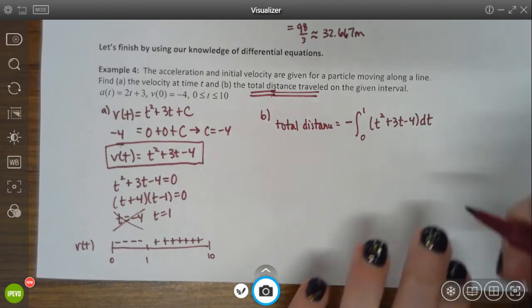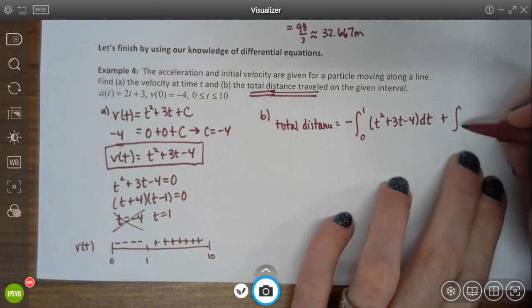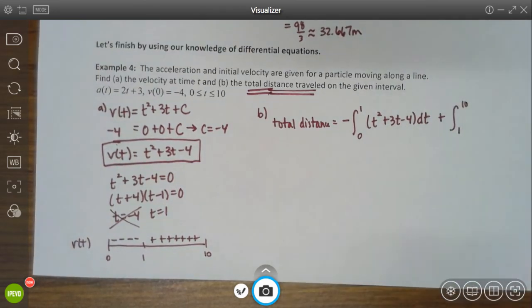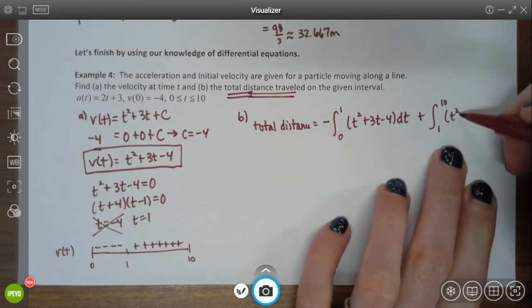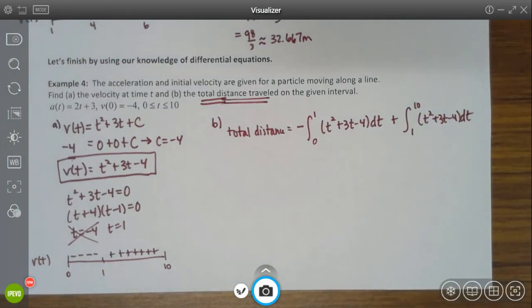Therefore, I'm going to add on a positive integral from 1 to 10 for that same velocity function times dt. All right. The rest is just anti-differentiate and evaluate these integrals.